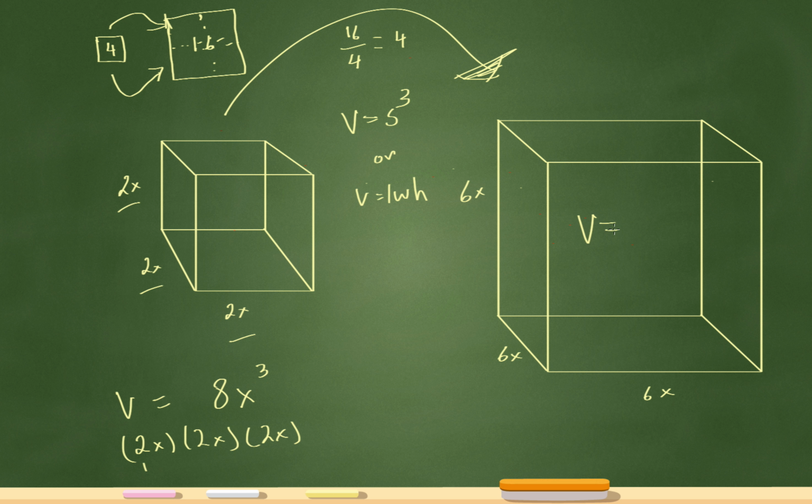So similarly over here, it will be 6 times 6 times 6. 6 times 6 is 36, and 36 times 6 will be 216. So this will be 216x cubed, because x times x times x is x cubed. So now I can do 216x cubed divided by 8x cubed. That x cubed and that x cubed cancel each other out, and then 216 divided by 8 is 27. So I can fit 27 of these in this big one.